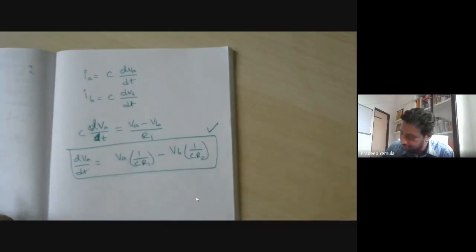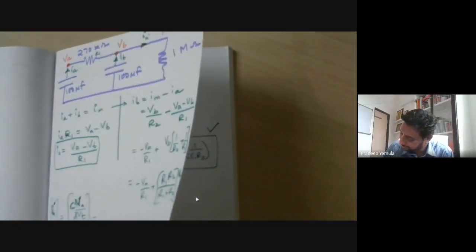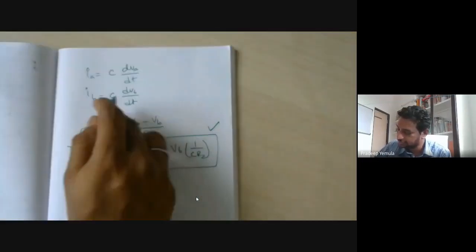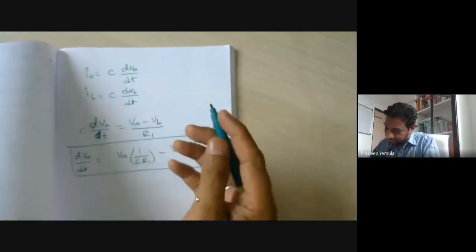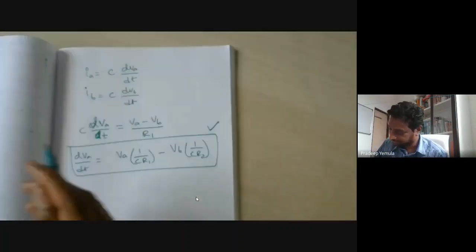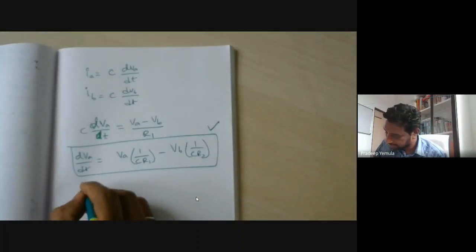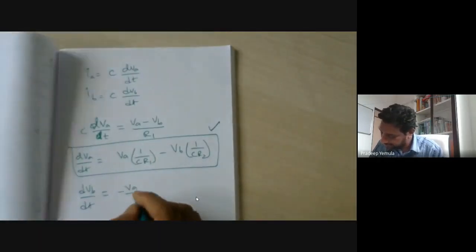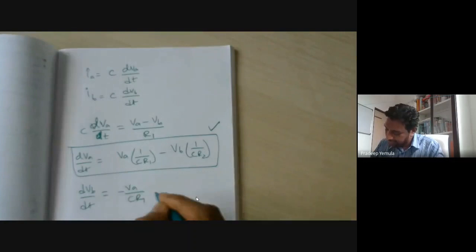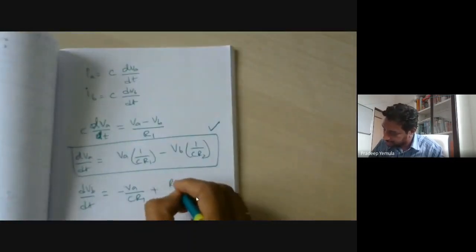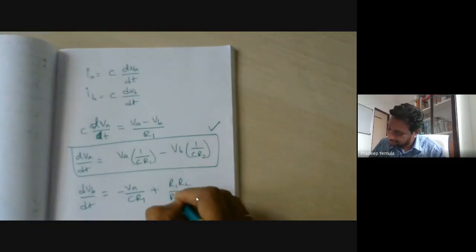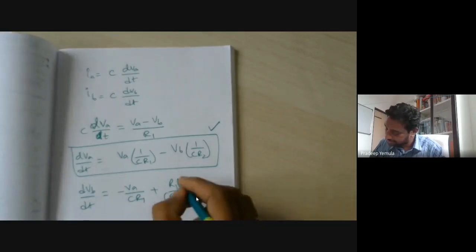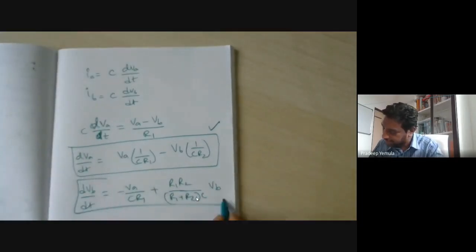Next, the second one will be this one. In that I need IB. So what is IB? It is here. So dVB by dt is nothing but, I got this already here: minus VA by CR1 plus (R1 plus R2) by R1 R2 into C into VB. So again, I got the second equation also here.